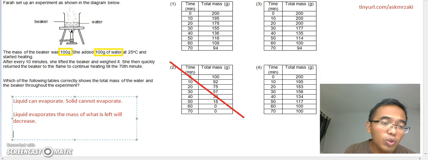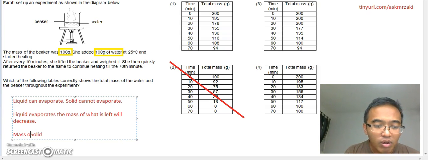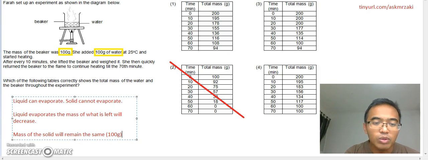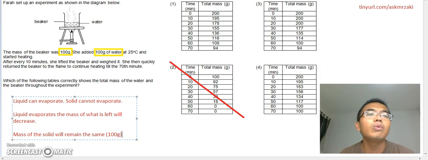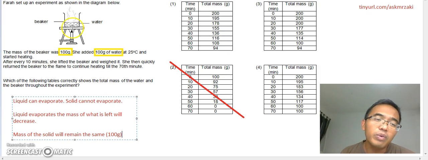But we do know that the solid is not evaporating, so the mass of the solid will remain the same, which is 100 grams throughout the whole experiment. Regardless of how much water evaporates, the mass of the solid beaker will remain at 100 grams. That means even when all the water evaporates, 100 grams of water evaporates.